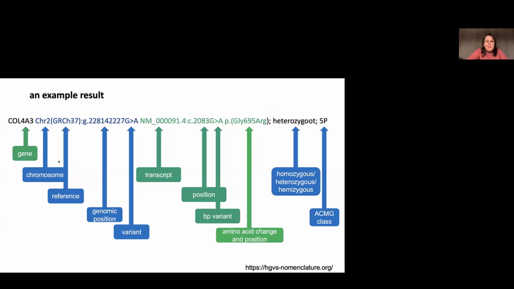Now, what is an example result? It's always a bit lengthy, and usually they talk you through it. But the gene should be mentioned, the chromosome. This is the reference data set to which the variation is mapped. It's important because if they change the reference data set, these numbers might also change and it's still the same variant. And there's the genomic position. And then in green, you see the more gene-oriented position. So this is the RNA transcript, the coding base pair variation and location, and then the amino acid change and position. It will tell whether the variant is heterozygous or homozygous or hemizygous, and it should tell the ACMG class of the variant.